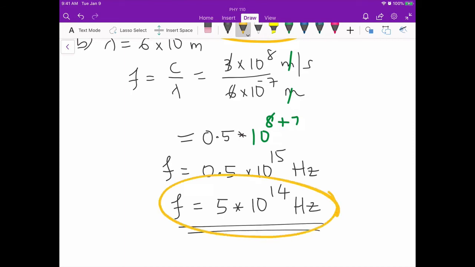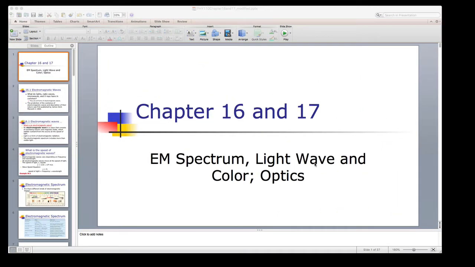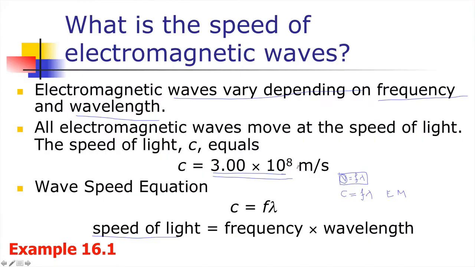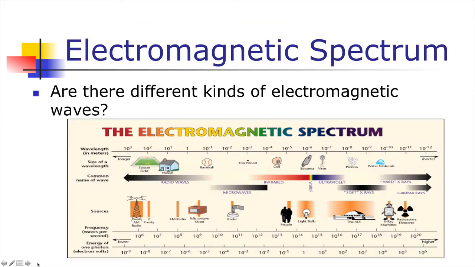All right. Perfect. So let's get back to our slide. All right, next is the electromagnetic spectrum. Once we know that light, including the visible range, is an electromagnetic wave, you have the visible range around here.